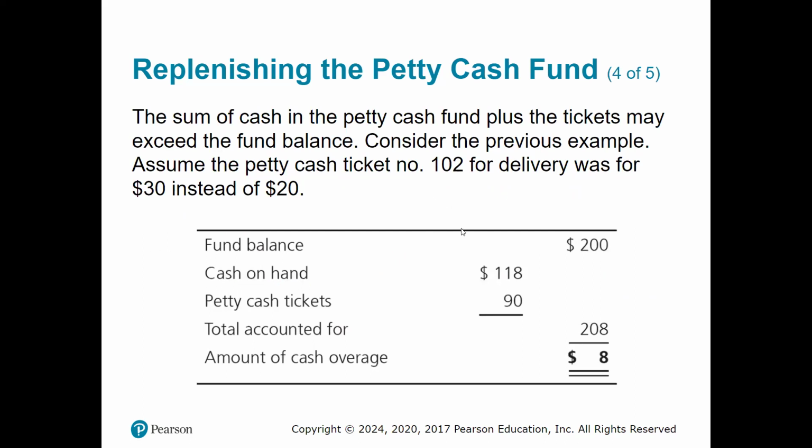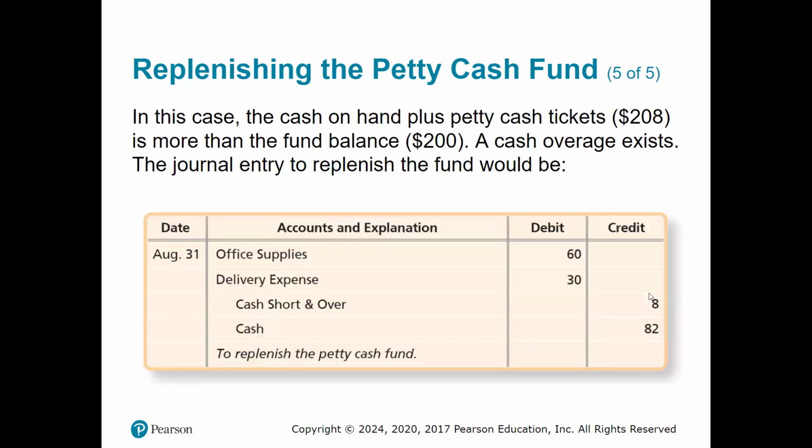Okay, so here's an example where we have a cash overage. Let's say we had cash on hand of $118 and we had petty cash receipts of $90. So when we add those together, it's $208, or $8 more than we should have. To make that entry, we would credit cash over short instead of debiting it. So basically, you're going to debit your expenses for the things that you bought. You're going to credit your main cash account for whatever amount you have to replenish. And then you can figure out if you have to debit or credit your cash over short account, depending on whichever will balance your journal entry.